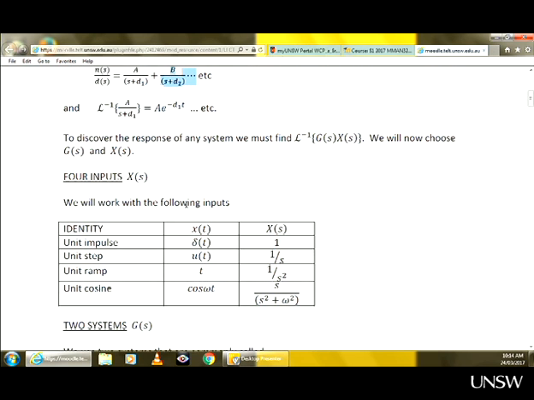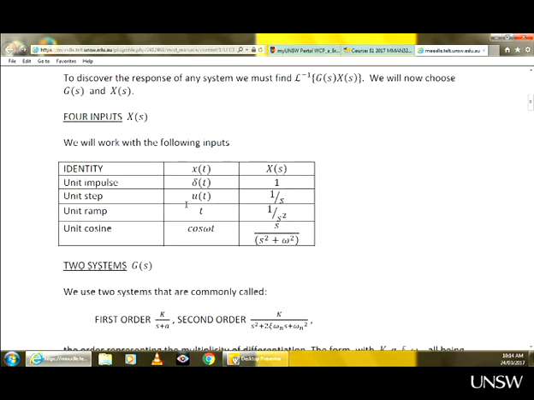Okay. So we are going to study first and second order systems in a very practical way. We are going to apply 4 different inputs and see what outputs they are going to produce. And those inputs will be unit impulse, unit step, unit ramp, and unit cosine. All of them unit because we want to keep it simple. The magnitude or amplitude of each function will be 1.